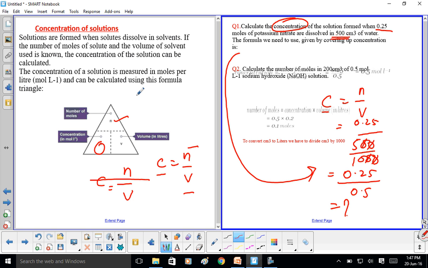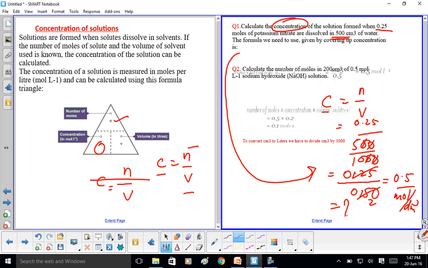If you divide 0.25 by 0.5, removing the decimal it is 25 by 50, which is 1 by 2, that is 0.5. So the answer is 0.5 moles per decimeter cube.